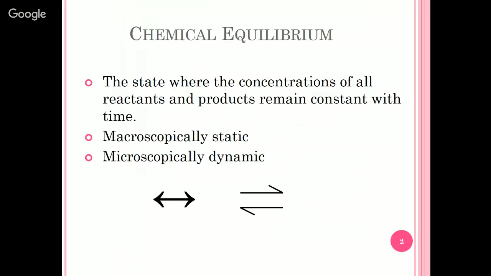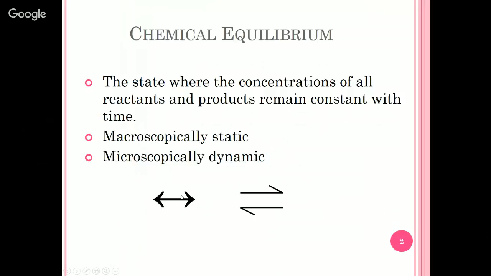So what we say is that this is macroscopically static, which means what we can actually observe macroscopically, which would be the concentrations or pressures, respectively, for solutions or gases. It's microscopically dynamic, meaning that the reaction is still occurring. We are still creating products, and we are still breaking those products down to create reactants.